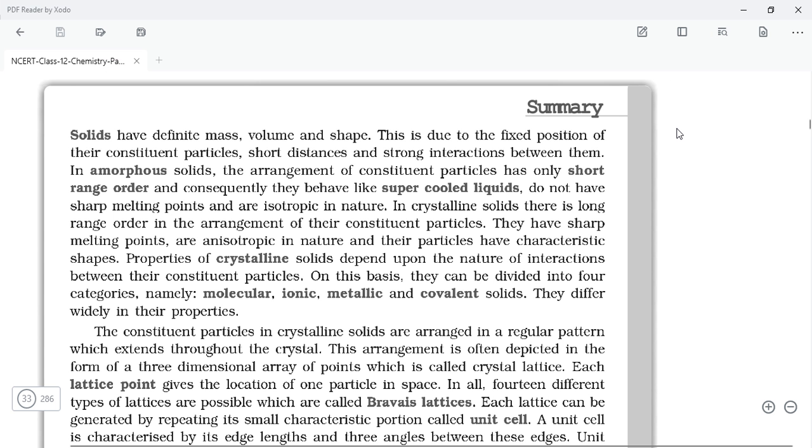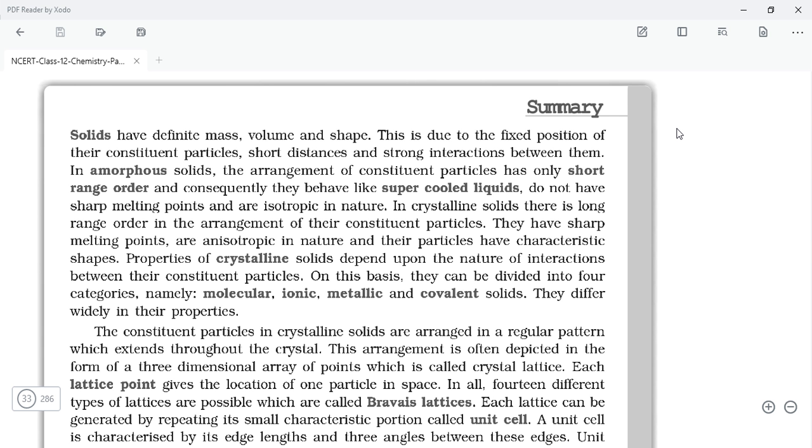Summary. Solids have definite mass, volume, and shape. This is due to the fixed position of their constituent particles, short distance, and so strong interactions between them. In amorphous solids, the arrangement of constituent particles has only short range order, and consequently they behave like super-cooled liquids. They don't have sharp melting points and are isotropic in nature.